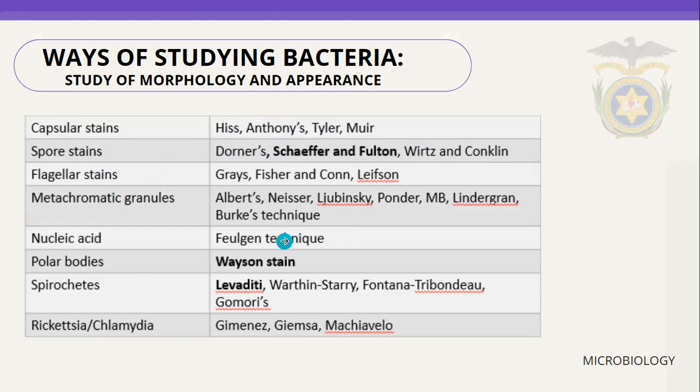Nucleic acid: we use the Feulgen technique. For the polar bodies, we use the Wiesenstein. For spirochetes, we use Levaditi, Warthin-Starry, Fontana-Tribondeau, and Gram-Morel. And lastly, for Rickettsia or Chlamydia, we use Giménez, Giemsa, or Macchiavello.